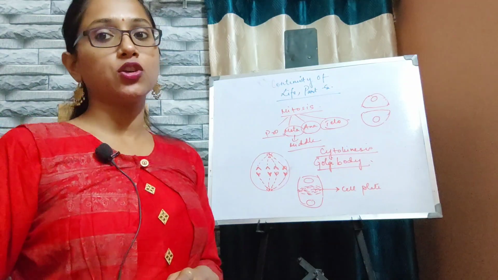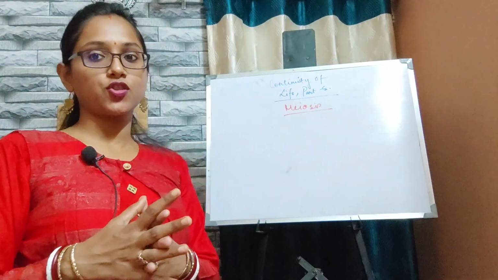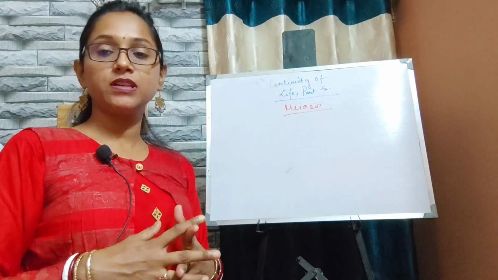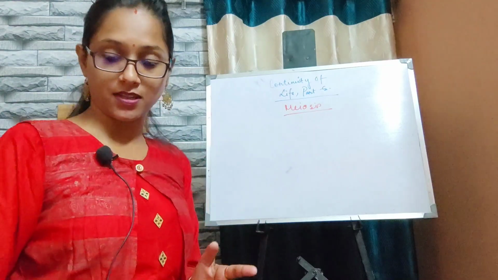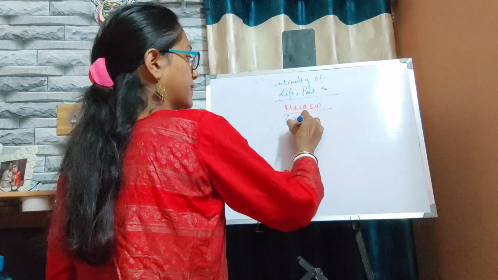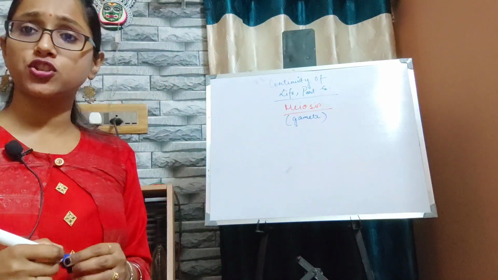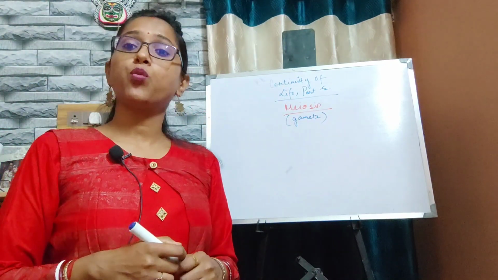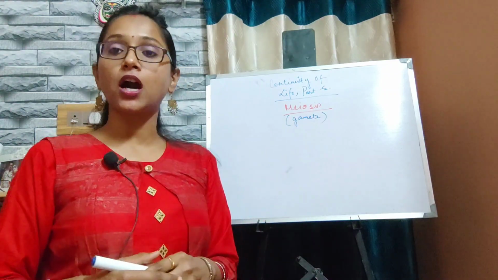Next we will go to the topic of meiosis. In this topic we will understand what meiosis is, what its significance is, and how it is done. Meiosis is a type of cell division that takes place in our gamete cells. That is, it leads to the formation of sperm and ovum. So the meiosis is termed as reductional division.